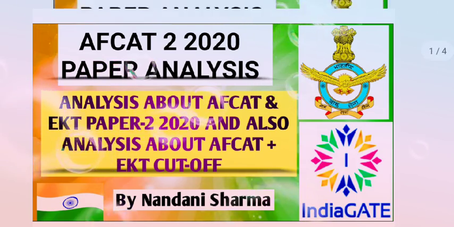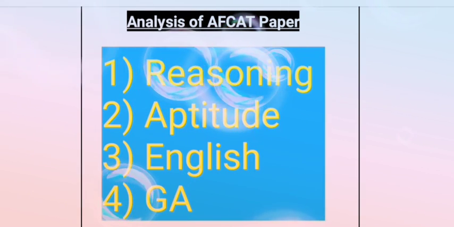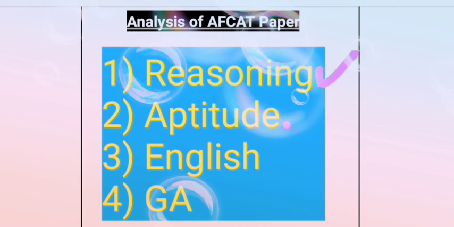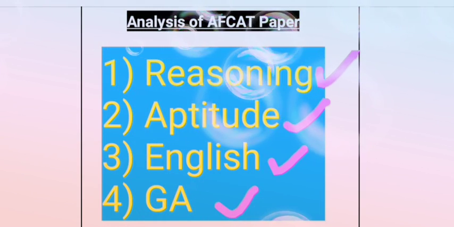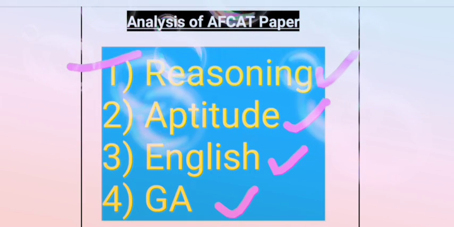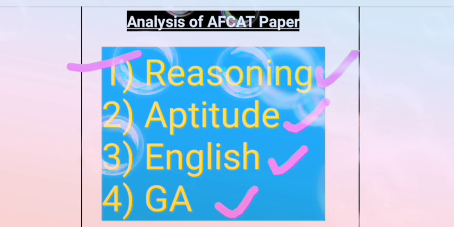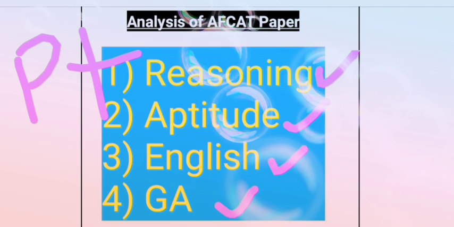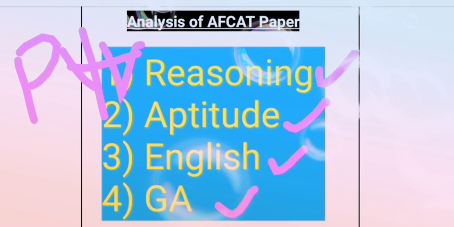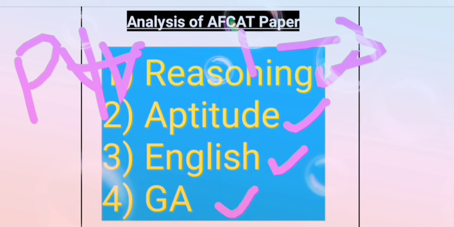So here firstly we analyze the AFCAT paper. There are four sections in the AFCAT paper. First is reasoning, second is aptitude, third is English, and fourth is general awareness. So talk about the reasoning. Reasoning is very easy, plus the most important thing is the reasoning questions are coming from the previous year paper. Also containing 2 to 3 questions from the previous year.